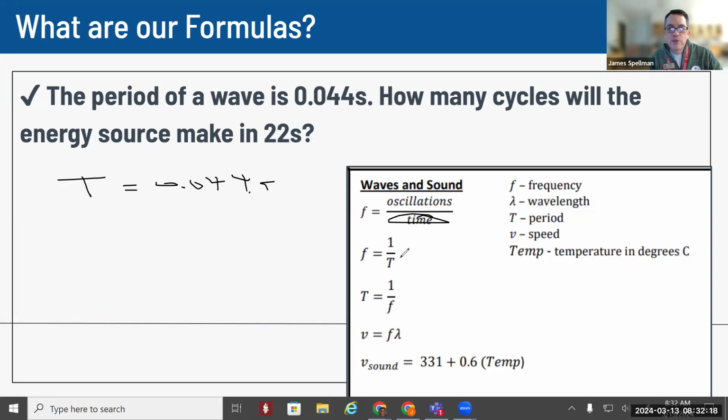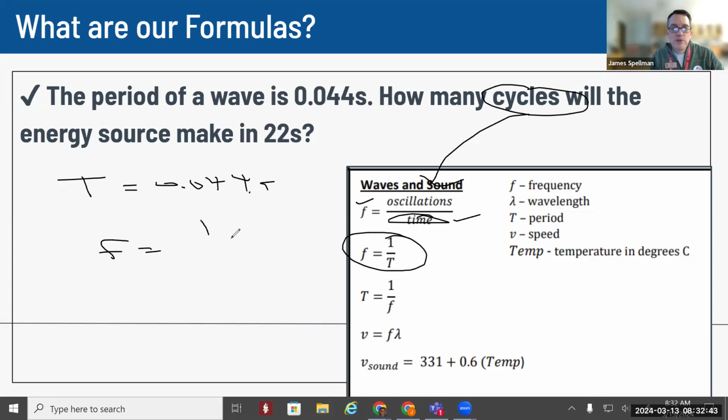So if I know my period, what all the things can we get right here? So we're trying to say how many cycles. This is basically what the oscillations are. So it's going to be a 2-step problem because I know my time, but I don't know my frequency. However, if I know the period, I should be able to figure out my frequency. So I need to get my frequency to solve this. So I'm going to start with this formula because I can get frequency is 1 over 0.044. Right, so 1 divided by 0.044, 22.73.